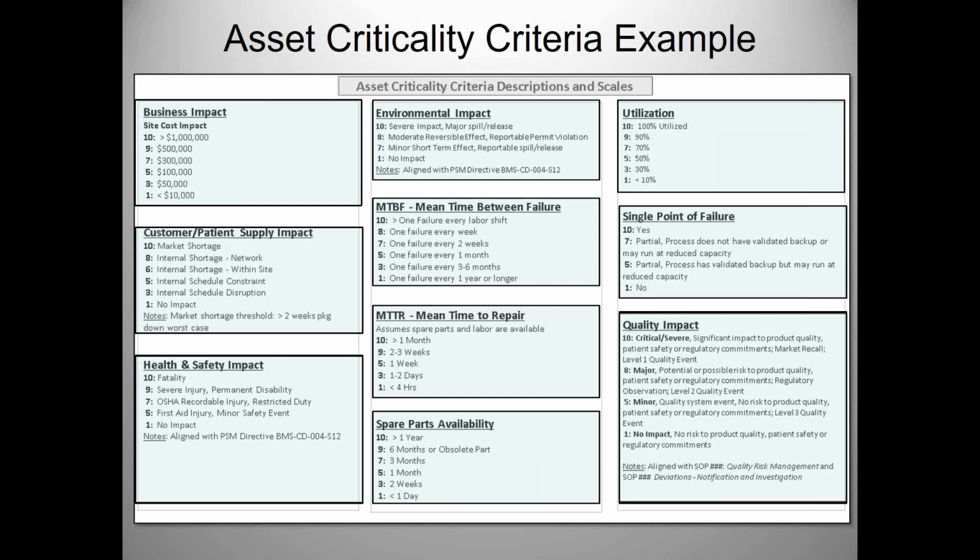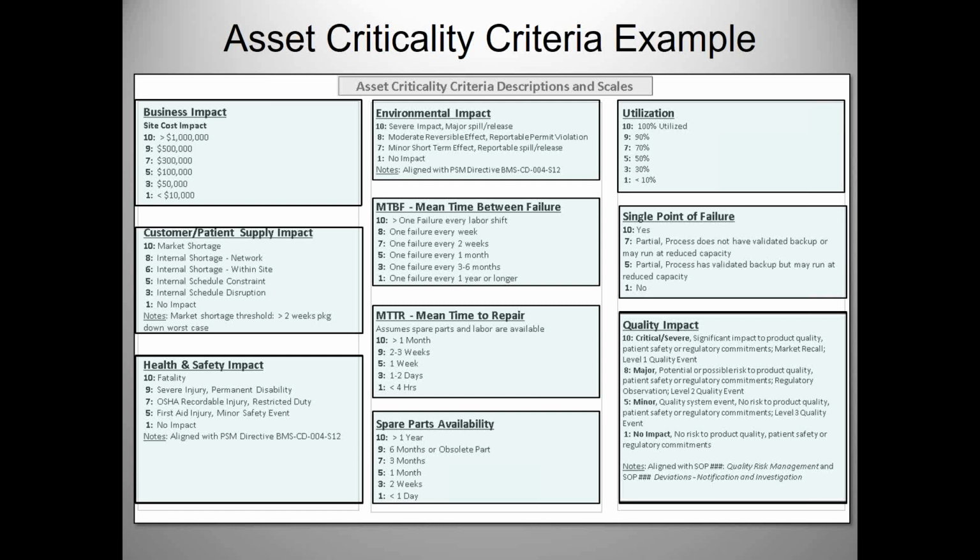What's the mean time between failure? Does this failure happen multiple times during the year, or maybe it hasn't happened for over a year? How much time does it take to repair it? Does it take a week, a month, or just 4 hours? What is the spare parts availability? If I have a failure, do I have spare parts? What's the utilization of the equipment? Does the equipment only run at 30 or 50% capacity? Well, maybe that makes it less critical.